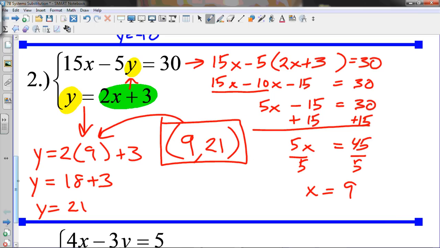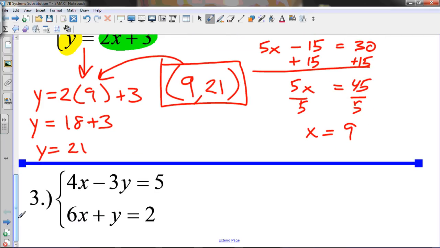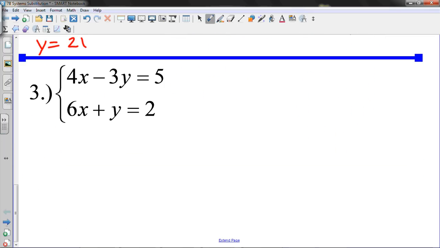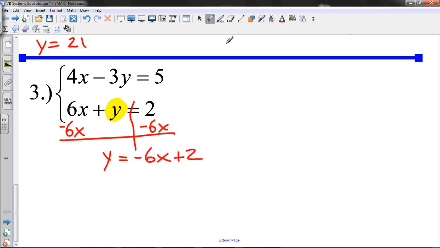Okay, let's take a look at this last example. Now here what we're looking to do is we want to get one of the variables by itself. Now, the only variable that doesn't have a number in front of it is this one. So it'll be easy to get this variable by itself. So I'm going to solve for y by moving 6x to the other side of the equation. So y is equal to negative 6x plus 2. Okay. Now, y here and here is equivalent to negative 6x plus 2.